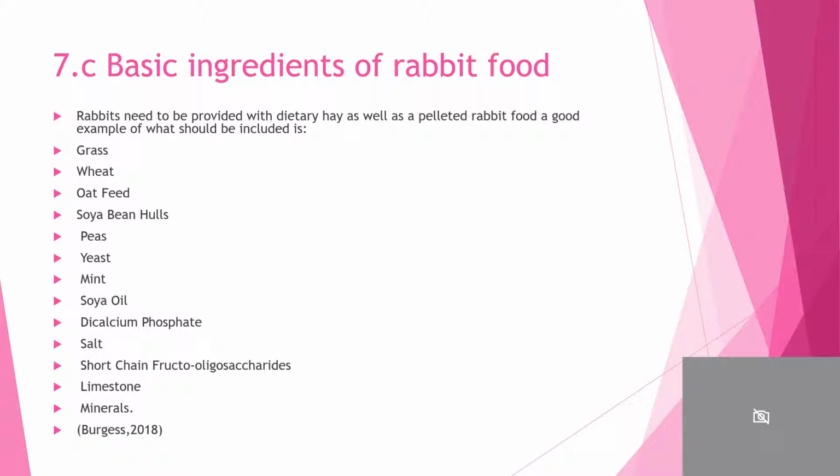Basic ingredients of rabbit food. Rabbits need to be provided with dietary hay, as already stated, as well as a pelleted rabbit food. A good example of what should be included is listed below, and that is taken from Burgess 2018, who are a well-known rabbit food product brand. So please, if you want to look into it any further, I recommend having a look at not only their website, but also the Rabbit Awareness website as well.